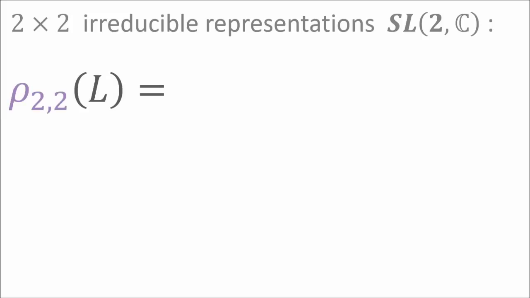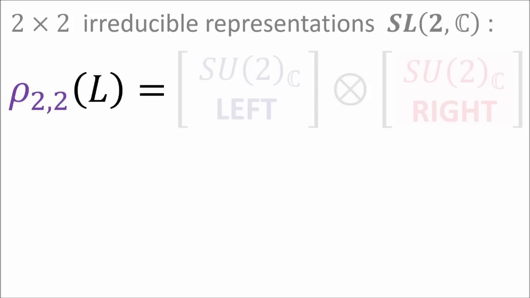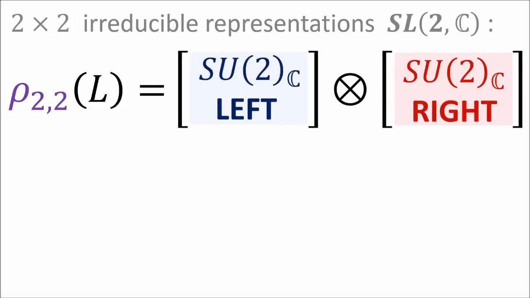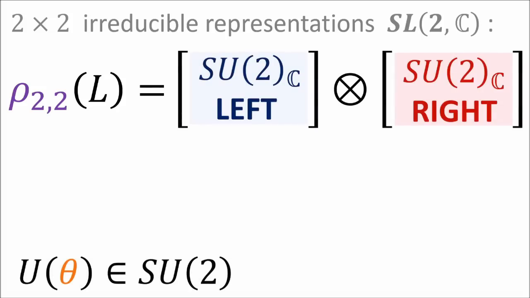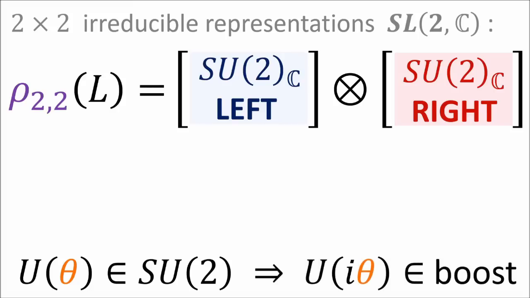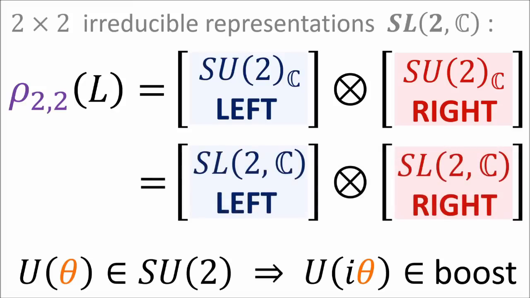So for our m equals 2, n equals 2 irrep of the SL2C group, we get a tensor product of left and right 2x2 complexified SU2s. Now, since complexifying the argument of an SU2 rotation matrix gives a boost, these two matrices are equivalent to left and right 2x2 SL2C matrices. So this tensor product property is a bit abstract.